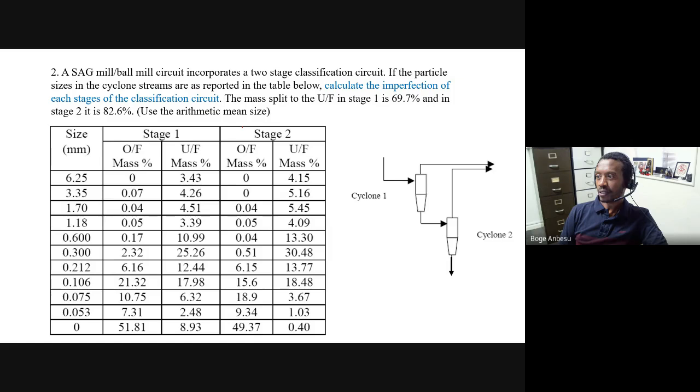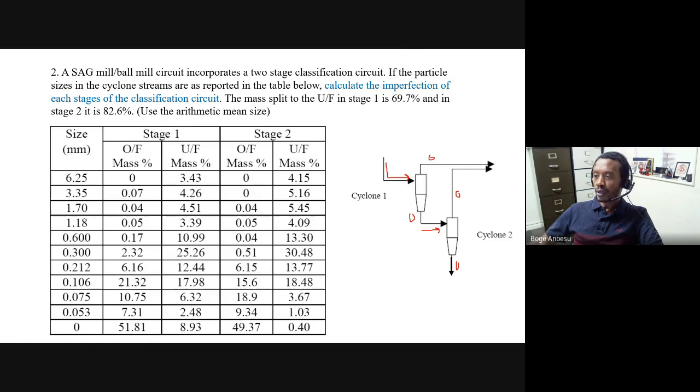Okay, so we have exactly the same problem as the previous one. In this case, the feed comes into the first cyclone, and we have overflow and underflow. But the difference is that the underflow from the first cyclone becomes the feed to the second cyclone. And we split that into overflow and underflow. Okay?